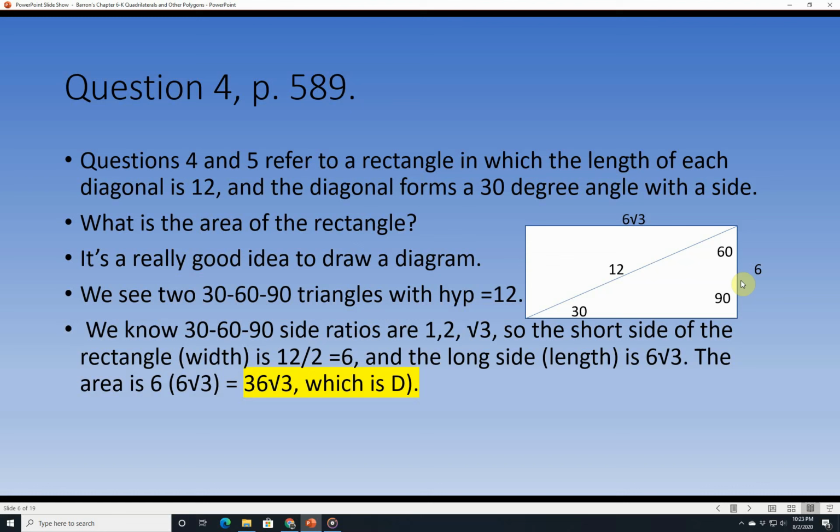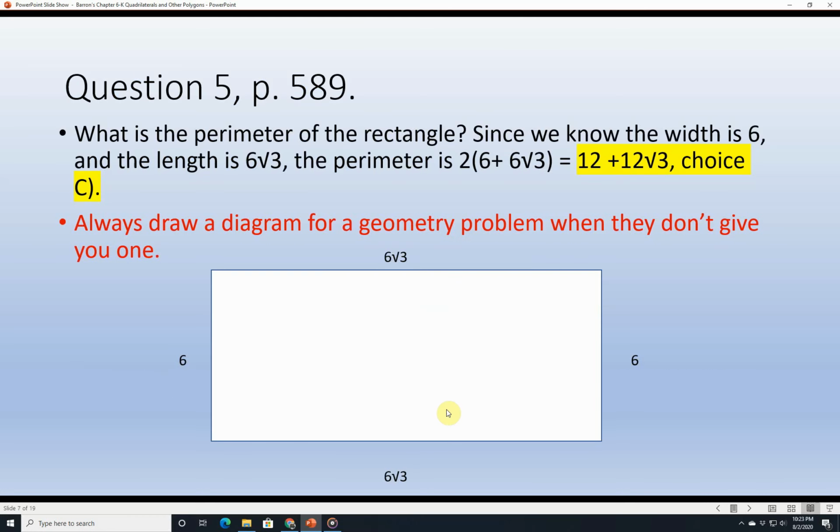So if this is 12, we know this has to be half of 12, because it's the shorter leg, so that's 6. And then the other leg, the longer leg, is going to be the shorter leg multiplied by square root of 3, so it's 6 root 3. So this is 6 root 3, this is 6 root 3. So then the area is just going to be 6 times 6 root 3, because this is the length, this is the width, so we end up with 6 times 6 root 3, which is 36 root 3, which is D.